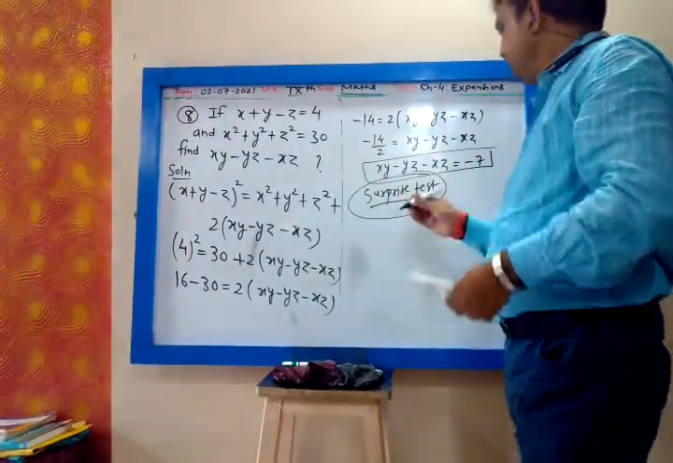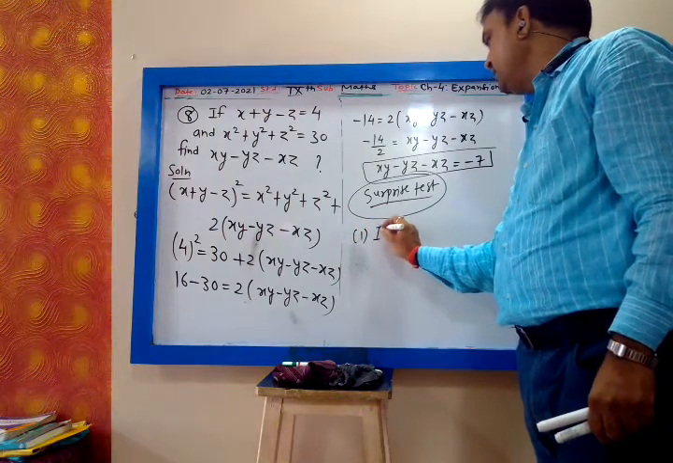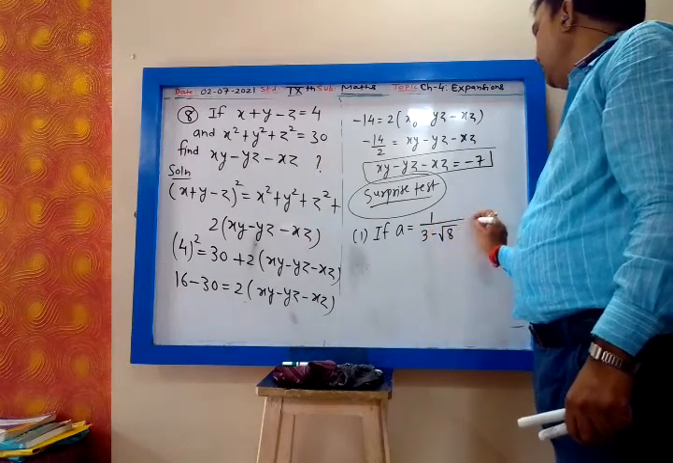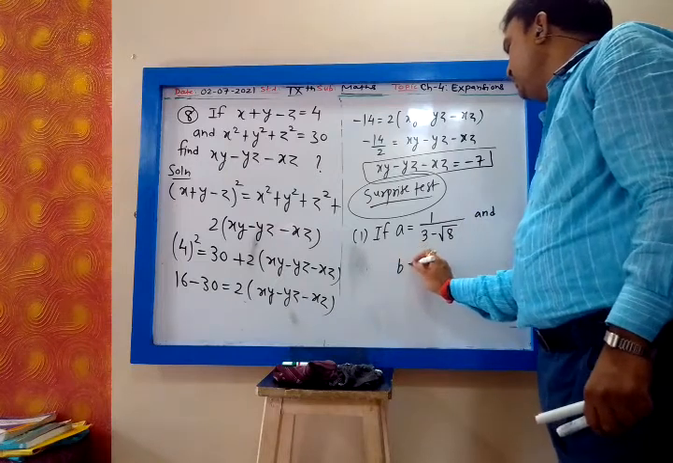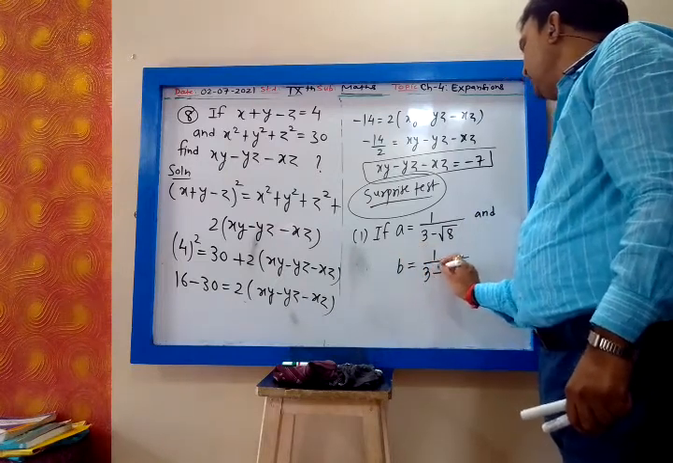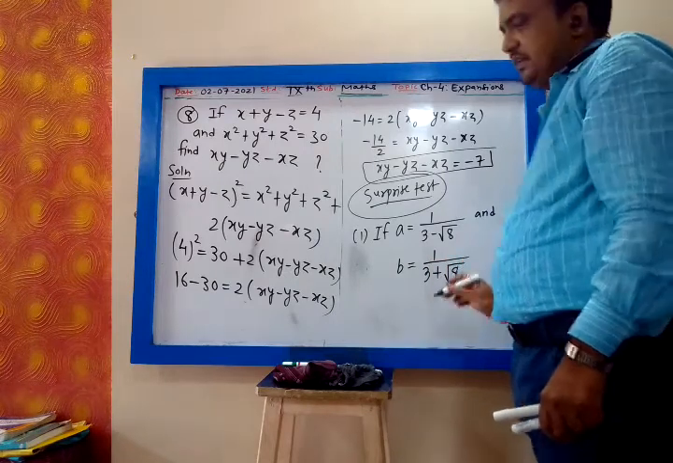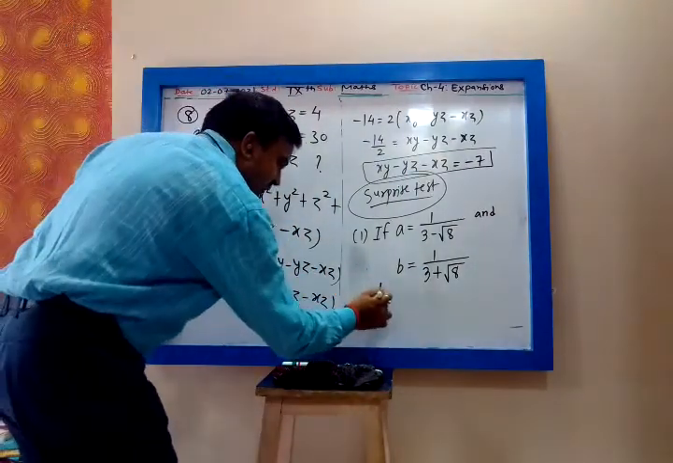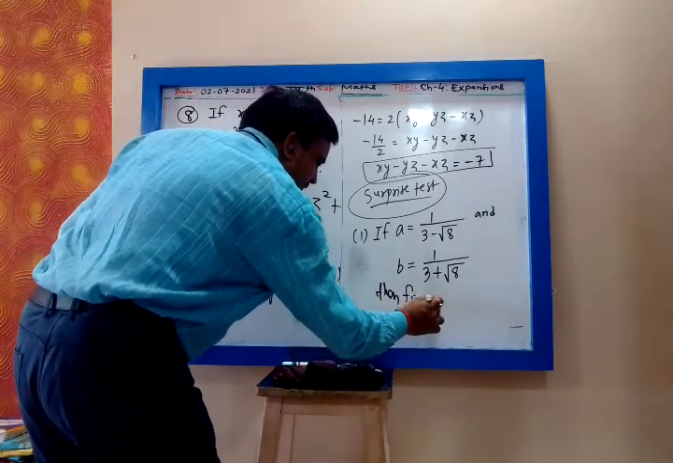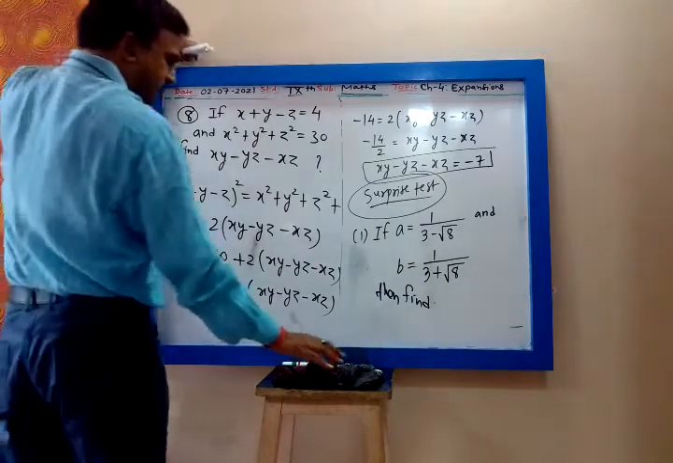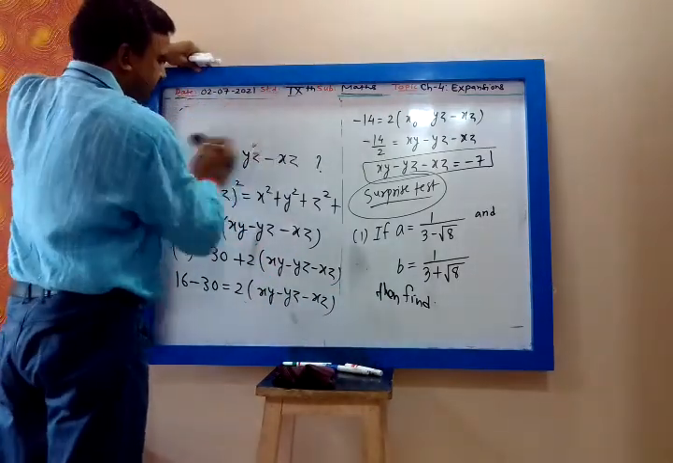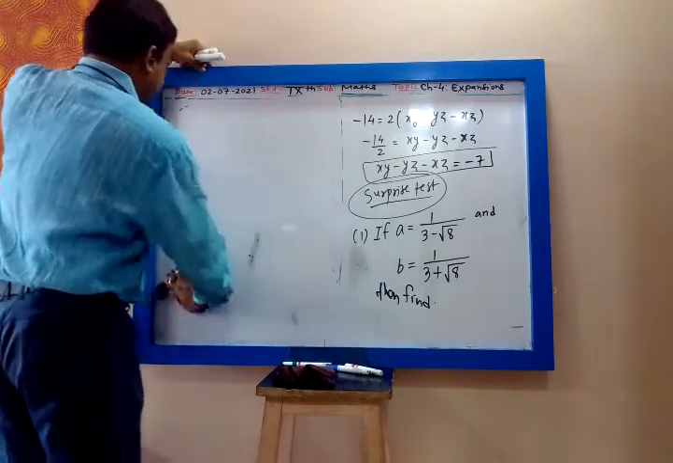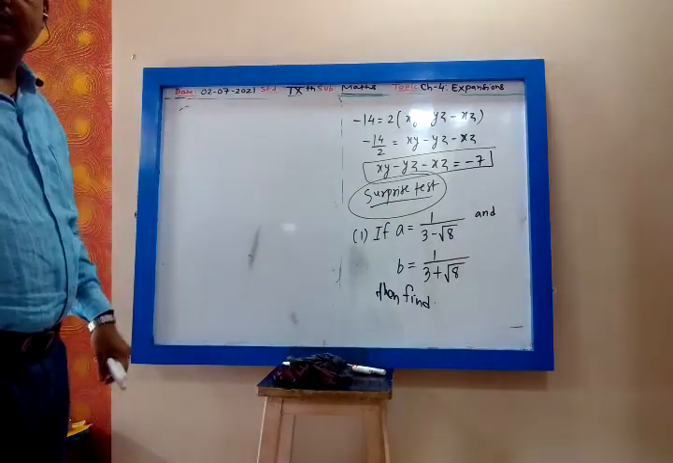If a is 1 upon 3 minus root 8 and b is 1 upon 3 plus root 8, then find... a is 1 upon 3 minus root 8, b is 1 upon 3 plus root 8.